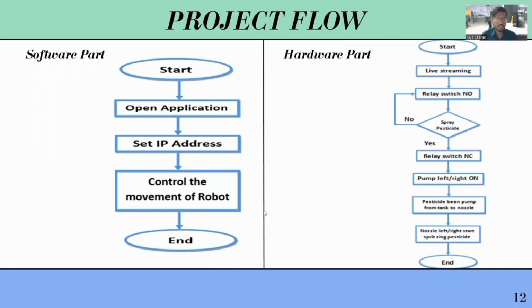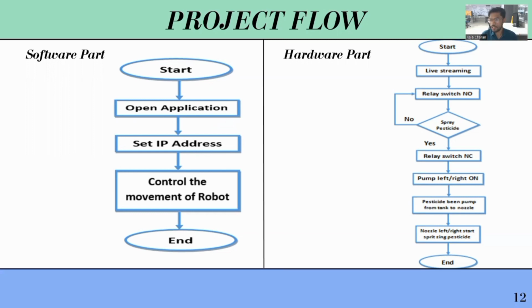So here is the software part on the left side. When we start the Android application, we have to provide our IP address to control the movement of the robot. This is our software part. And in the hardware part, we are seeing that in the start, when we start our hardware, we will show the live streaming on the Android app.